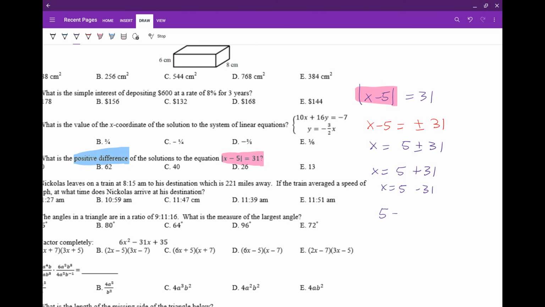So you have 5 plus 31 minus, in parentheses, 5 minus 31. So it's 5 plus 31 minus 5. Negative and negative cancel out, so you have plus 31. The 5 goes away, and you just have 31 plus 31. That's equal to 62. That's positive. That's your answer. That's choice B.